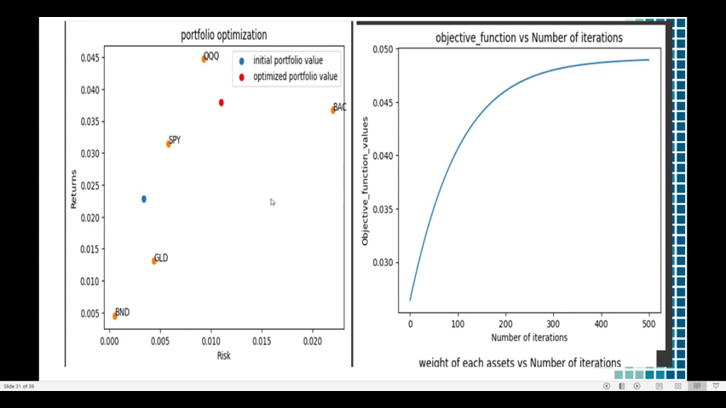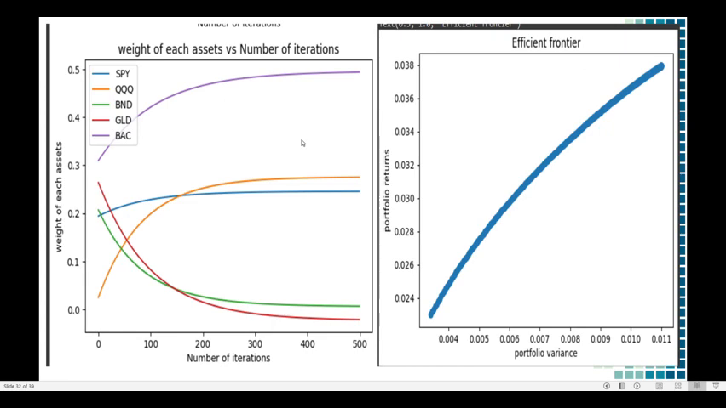Then next, objective function versus the number of iterations. This is increasing as the number of iterations is increased. Then the weight of each asset versus number of iterations, these are these. And this is the efficient frontier.